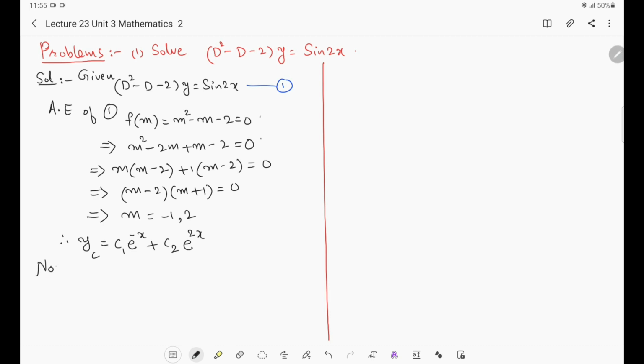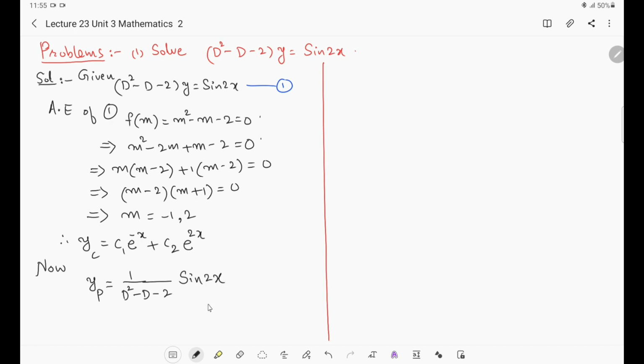Now let us move on to finding the particular integral. For finding the particular integral, yp equals 1 by f of d. What is f of d? F of d is d square minus d minus 2, into X, capital X, which is here sin 2x.